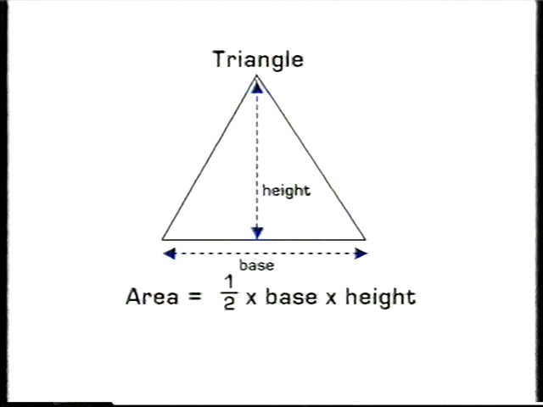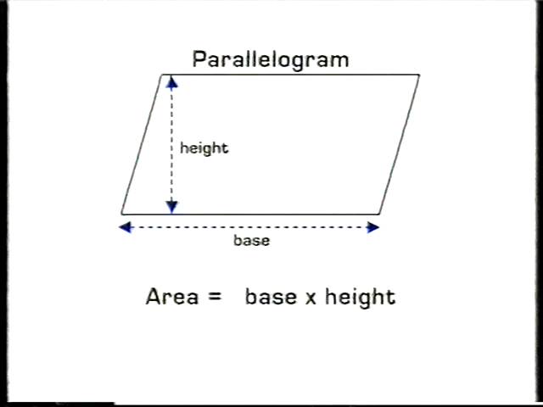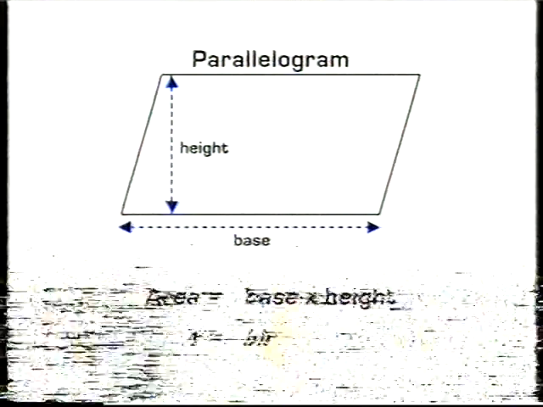The area of a triangle is 1/2 its base times its height. That's A equals 1/2 B times H. The area of a parallelogram is its base times its height. A equals B times H.